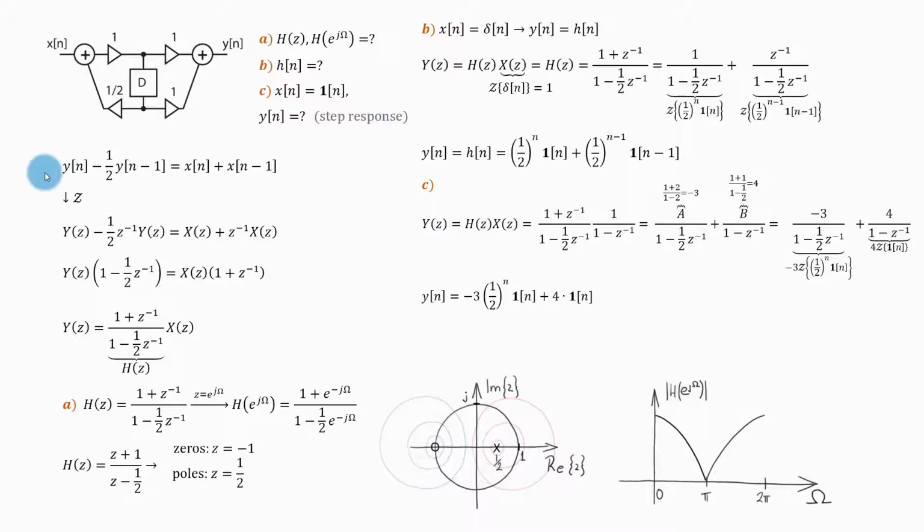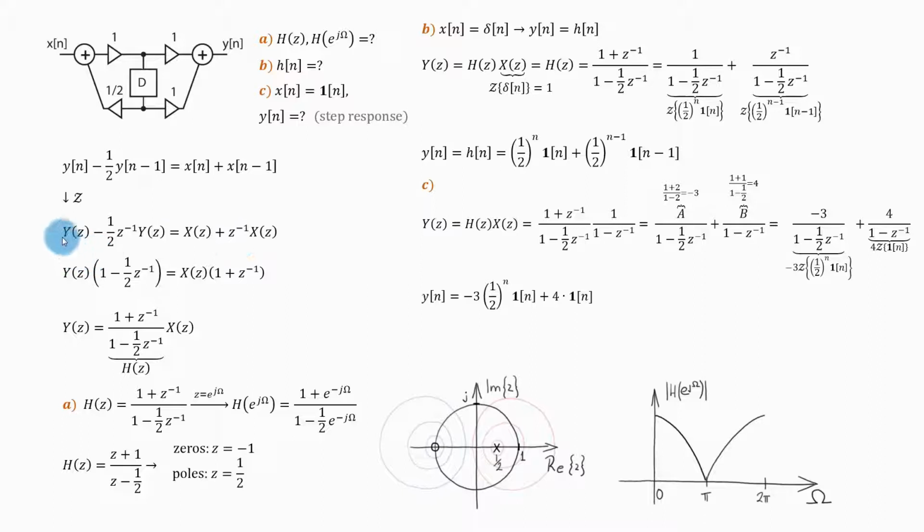First, I need to write down the difference equation of this system. Then I need to take the Z-transform. This signal will become this Z image, this signal will become this Z image, and because of this time delay I will have this multiplication by z to the minus 1. This signal will become this Z image and this signal will become this Z image, and again because of this time delay I will have this multiplication by z to the minus 1.